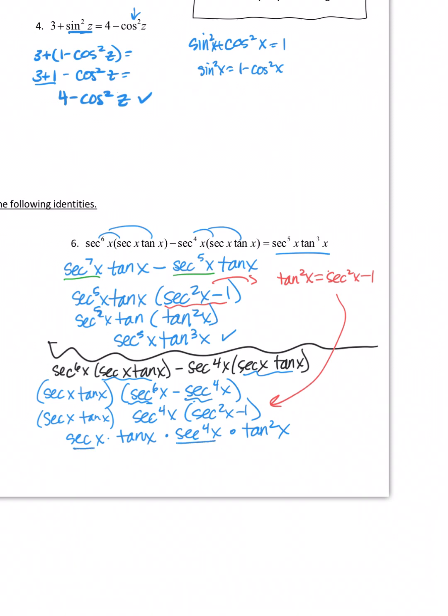All right, let's put it all together. Secant x times secant x, that would give me secant to the 5th of x. Tangent times tangent squared gives me tangent cubed of x. So there's my answer, all worked out. So either way is good. Either way is legit. You can do this, and both are correct. You just got to show me your steps.